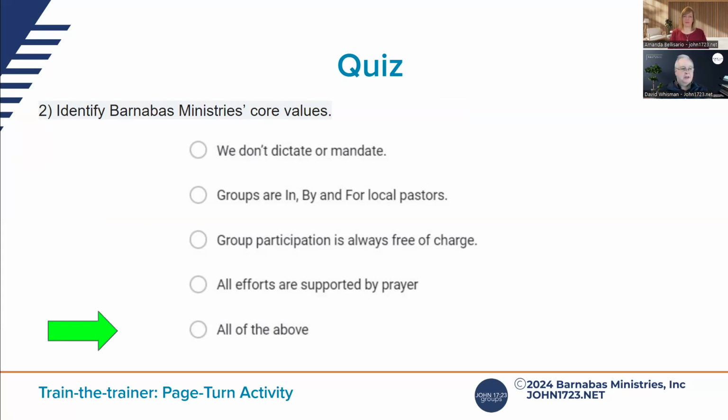We'll go into details about them in our other materials. But basically, we don't tell people what to do. We try to influence through sharing our experiences. We don't charge anything. All of our efforts are supported by prayer, and we're not about building an organization. We're trying to help people build groups, pastors for pastors in a local area for a local area by the pastors in that area.